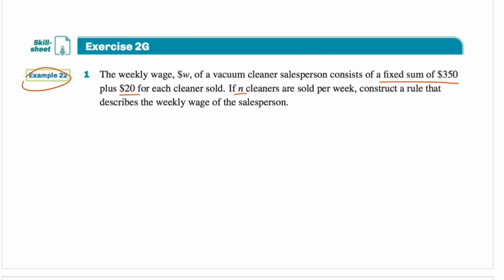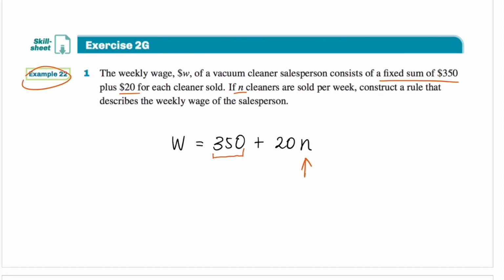So we can easily figure out the rule. W, the total weekly wage, is equal to the 350 fixed sum plus $20 per cleaner. And we don't know how many cleaners he sold, so that's why we're using n, the variable, to represent it. But one thing we do know for sure is that he will always get paid $350 as the weekly wage. Okay, so that's our final equation.